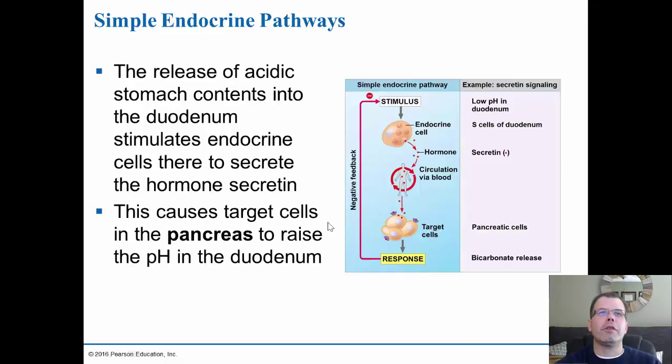What that causes is the target cells in the pancreas to raise the pH. Essentially this is the signaling. The pH is too low in the duodenum. You just got a bolus of food in there, and so now it has to raise the pH. Those S cells of the duodenum say, oh, pH is low, let's release the secretin. It hits the pancreatic cells, which cause a bicarbonate release from the pancreas into the intestines and raise that up.